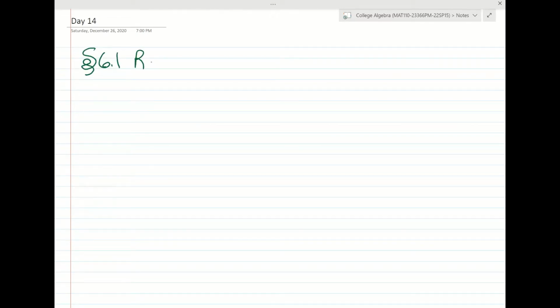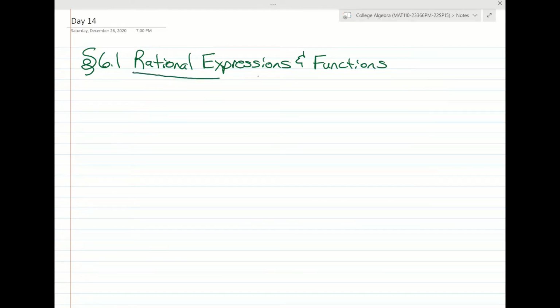...is called rational expressions and functions. What we're going to be focusing on today is multiplying and dividing.